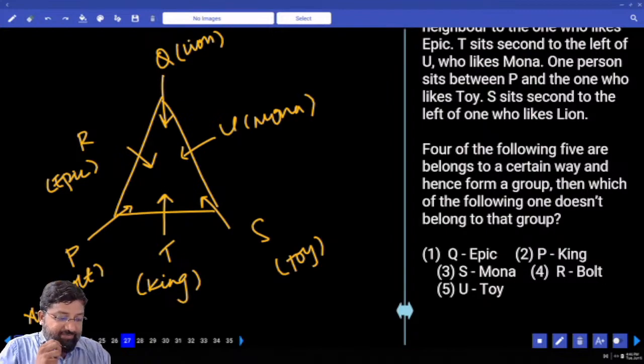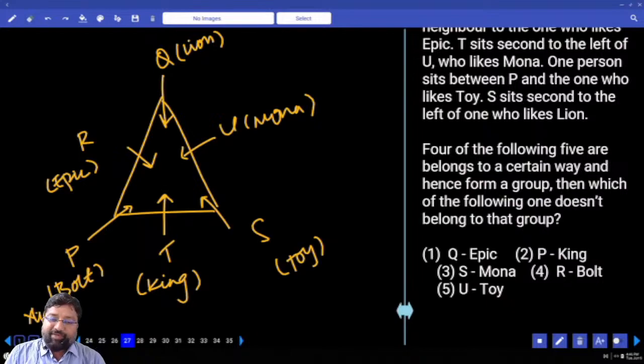Four out of the following five are alike in a certain way and hence form a group. Q and Epic. Can I say Q and Epic are adjacent to each other? P and King adjacent. S and Mona adjacent. R and Bolt also adjacent. U and Toy are also adjacent. But if I go with adjacent, I am not getting the answer. I'll go whether it is to the right side or to the left side.